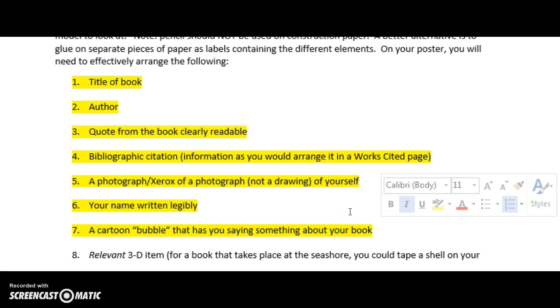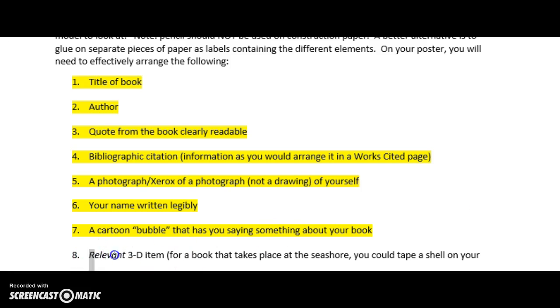Mine talks about the mystery that's unraveling. That really kind of hooked me in my book. You might write about something funny. You might write about what kept you grabbing, or why you decided to read on, or other books by the same author. Something that has you saying something or thinking something about the book.